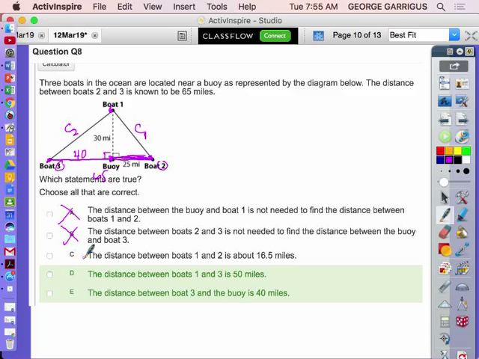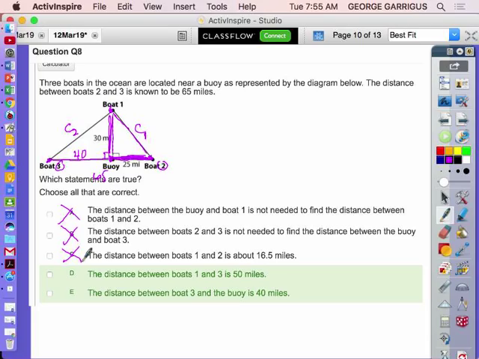The distance between boats 1 and 2 is about 16.5 miles. Well, we're going to have to do the Pythagorean Theorem here. And it says 16.5 miles. Well, now look. You can already tell this is 25 and this is 30. And this is a longer side than both of those. So that definitely is false. So you don't even have to do the math.